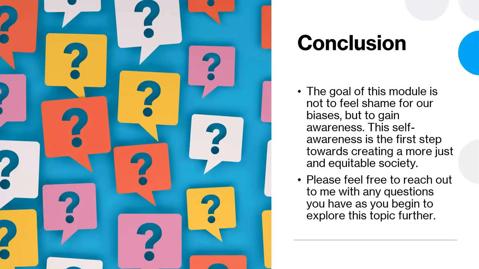As a final reminder, the goal of this module is not to make anyone in this class feel any shame for any bias that you may hold. The goal of this module is not to make anyone feel like a bad person. The goal of this module is to give us a starting point, learning about implicit biases, and a starting point for awareness. Its goal is to show that self-awareness is the first, most powerful step we can take towards creating a more just and equitable society.